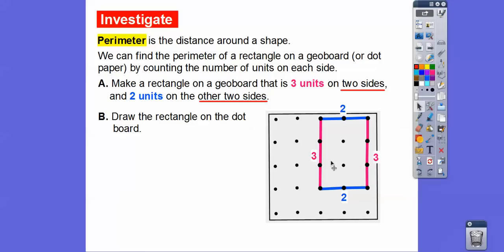Anyways, we're going to find the perimeter. The perimeter is just the distance around. So if we start here, we just go around and find the perimeter. We're going to add the number of units on each side.